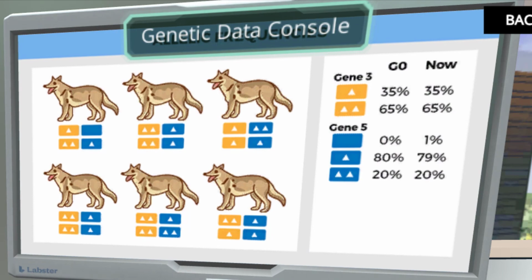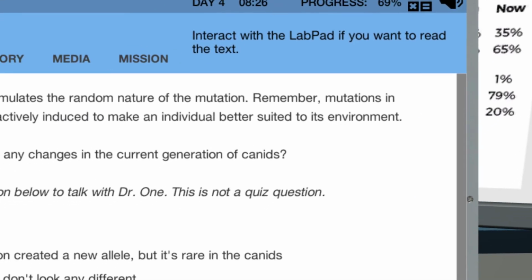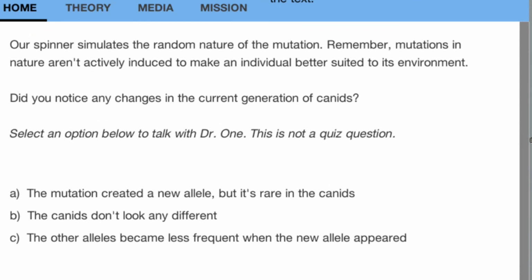Check out the canid colony on the hollow table and the data on the screen. Our spinner simulates the random nature of the mutation. Remember, mutations in nature aren't actively induced to make an individual better suited to its environment. Did you notice any changes in the current generation of canids?